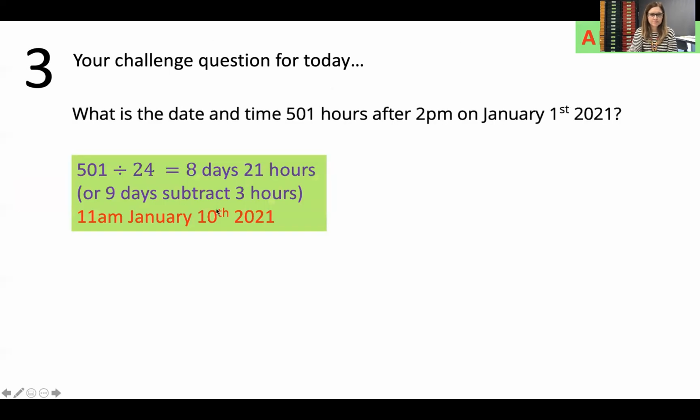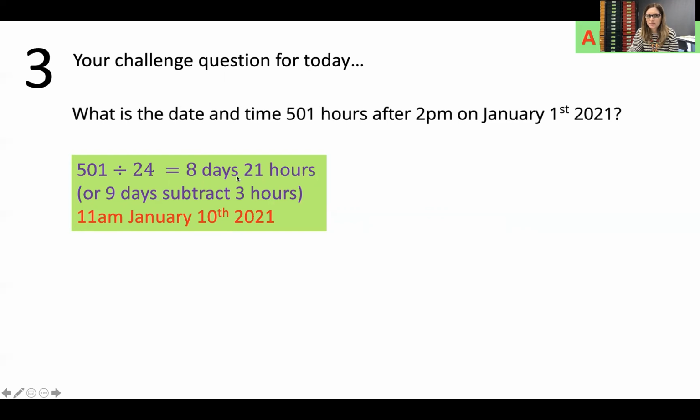Question 3. Okay, what is the date and time 501 hours after 2 p.m. on the 1st of January? So let's take a look at this. So if I do 501 divided by 24, that gives me 8 days and 21 hours. I thought it was actually easier if I did 9 days and then I subtracted 3 hours. Okay, so 9 days takes me to the 10th of January, but then I need to subtract 3 hours from 2 p.m., which gives me 11 a.m.